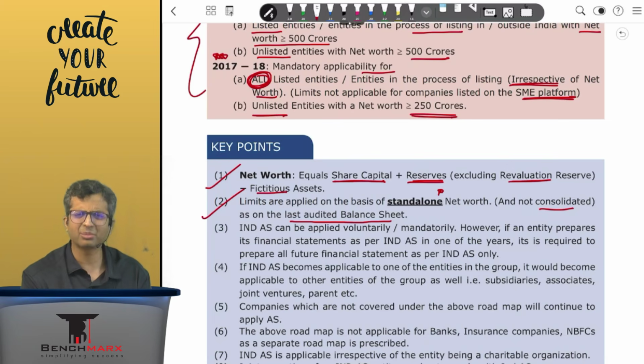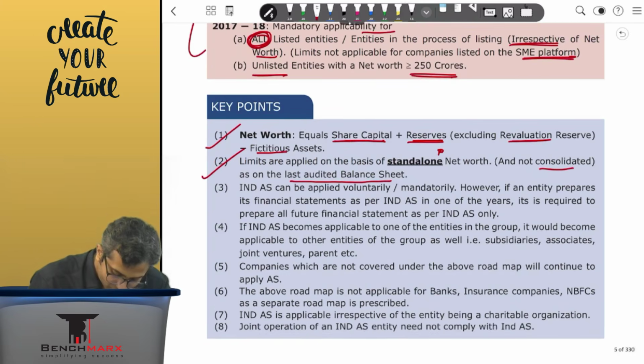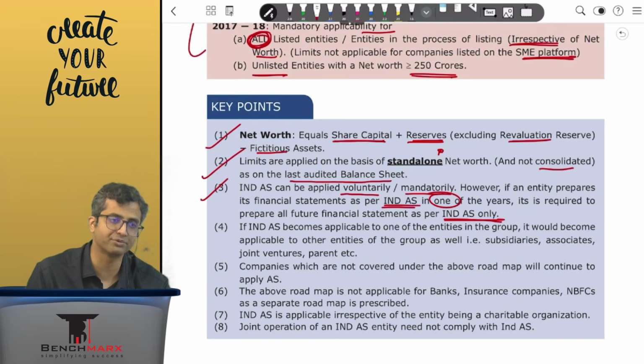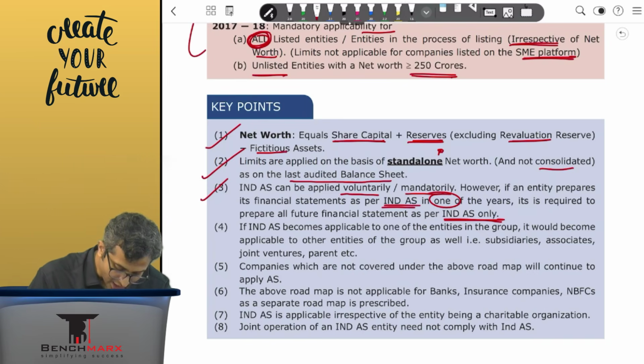Achha, did you have CSR in CA Inter? In CSR also there were certain limits applicable on a standalone basis. Everything is a standalone limit application. Third, Ind AS can be applied either voluntarily or mandatorily. That is fine. But if an entity prepares financial statements as per Ind AS in one of the years, it is required to prepare future statements as per Ind AS only. One-way street. The moment you enter into Ind AS, there is no looking back.